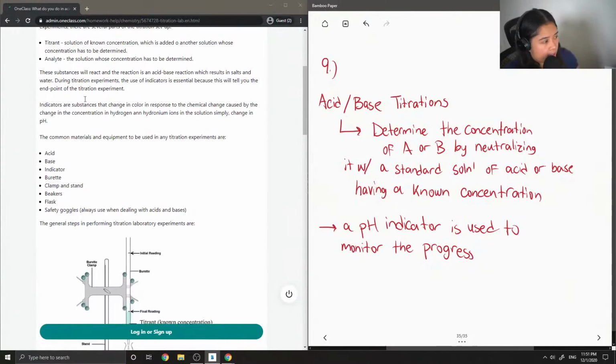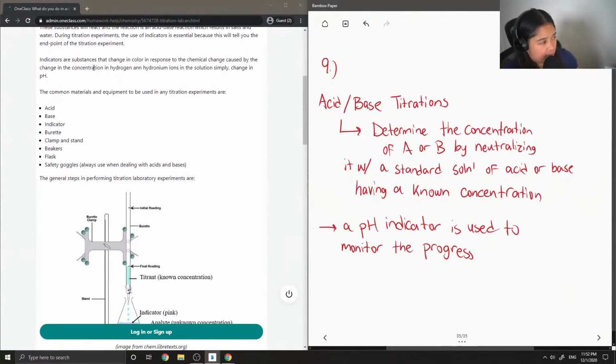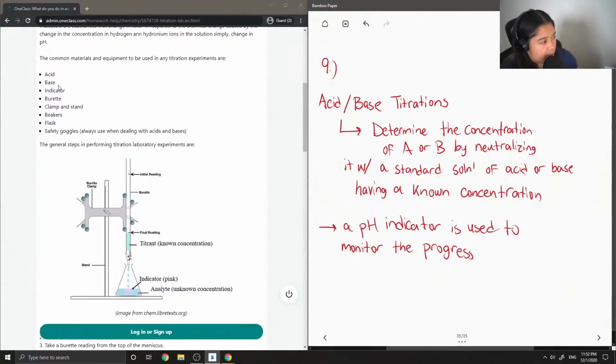These substances will react, and the reaction is an acid-base reaction which results in salts and water. During titration experiments, the use of indicators is essential because this will tell you the end point of the titration experiment. Indicators are substances that change in color in response to the chemical change caused by the change in the concentration of hydrogen and hydronium ions in the solution, since they change the pH.